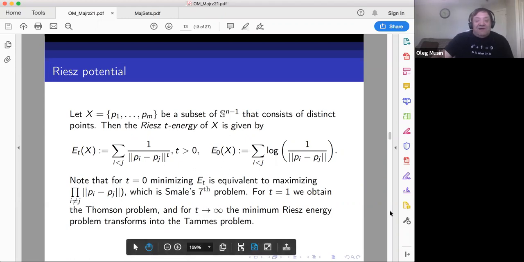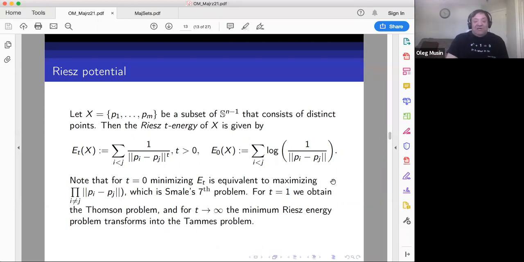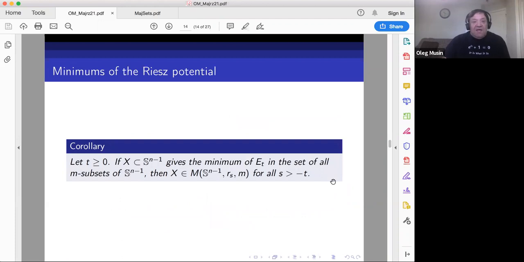And there are several famous problems. For instance, for t equals 0, the logarithmic case was considered by Smale, the Smale problem, and several others. The Thomson problem is very popular. That is solved only for some particular cases. The Thomson problem is the problem for t equals 1.